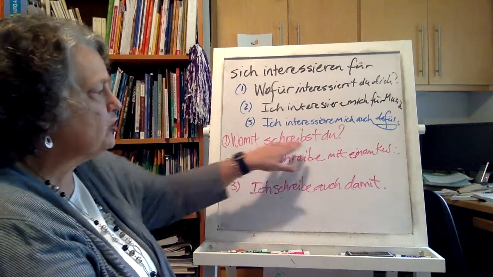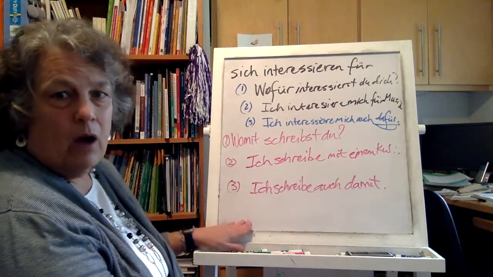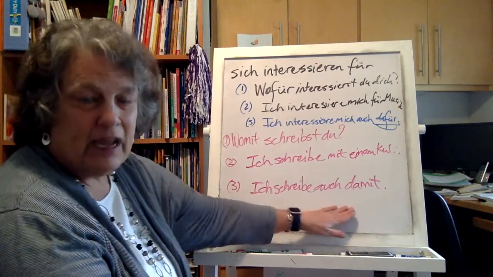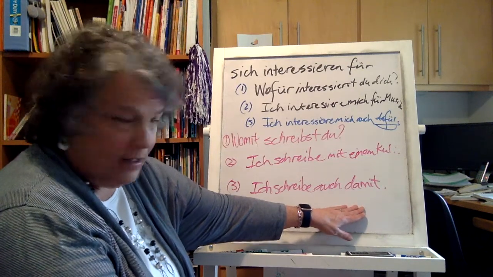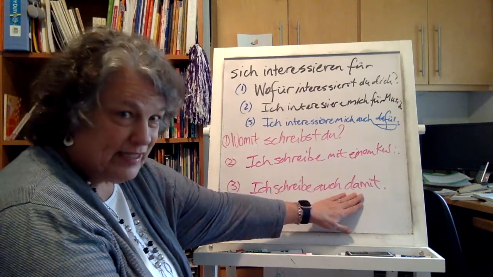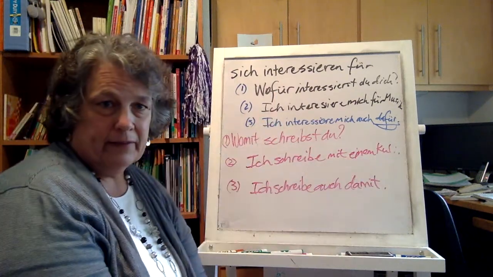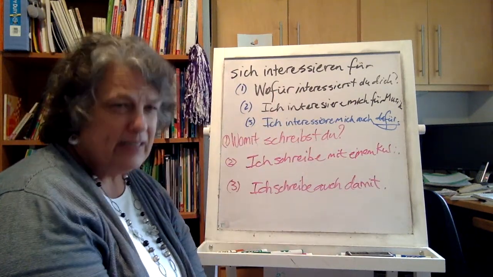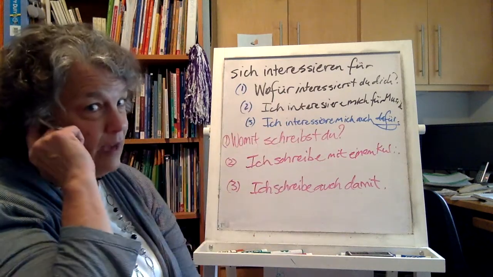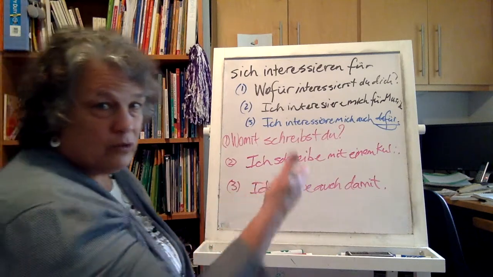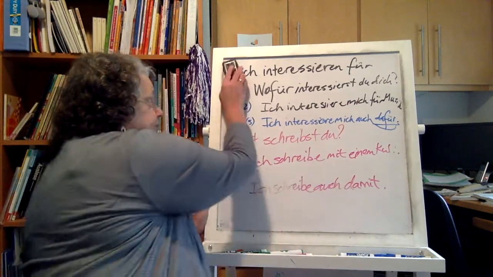This could be, womit schreibt er? Er schreibt mit einem Kuli. Oh, ich schreibe auch damit. Or sie schreibt auch damit. Oder Frau Nancy schreibt auch damit. Right? The damit has to have a reference. In this case, it's the Kuli, but it doesn't matter who's doing what. All right? Does that make sense? So those are your 2 examples. They're in the video now, so you can go back and watch the video again, or you can write them down and use them as examples. But I have to erase them now. Okay?